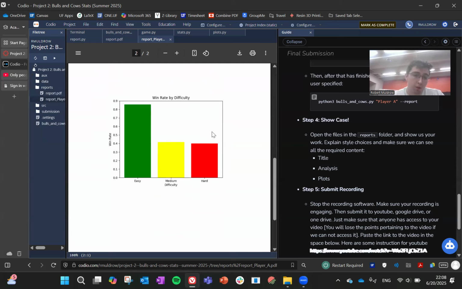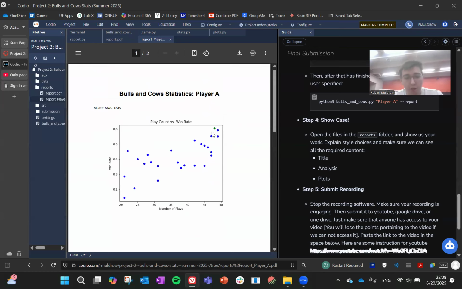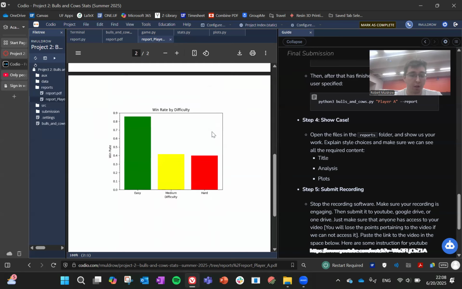Of course, to give a little bit more detail, the scatter plot displays the number of plays on the x-axis and the win rate on the y. So depending on the specific value for the number of plays compared to win rate that each player has, they'll be plotted differently on that scatter plot. And then the difficulty is just sorted by easy, medium, and hard.